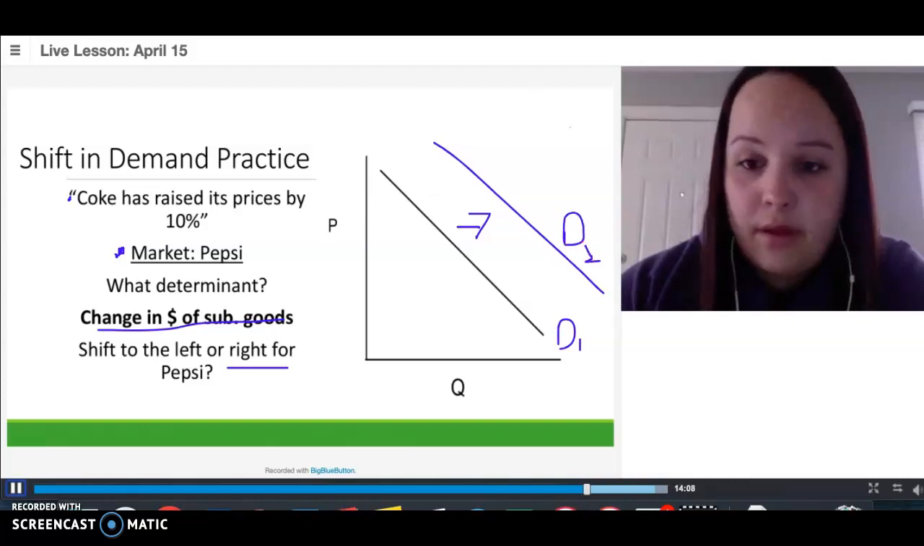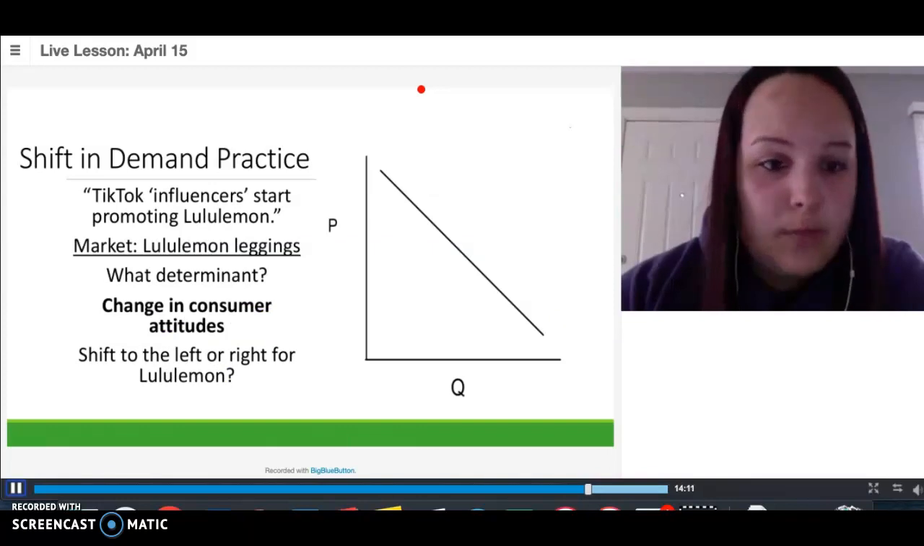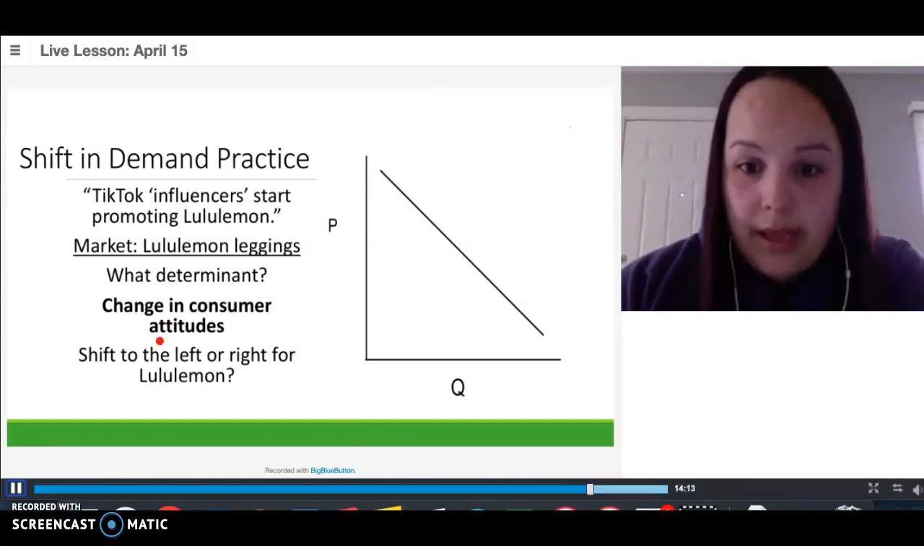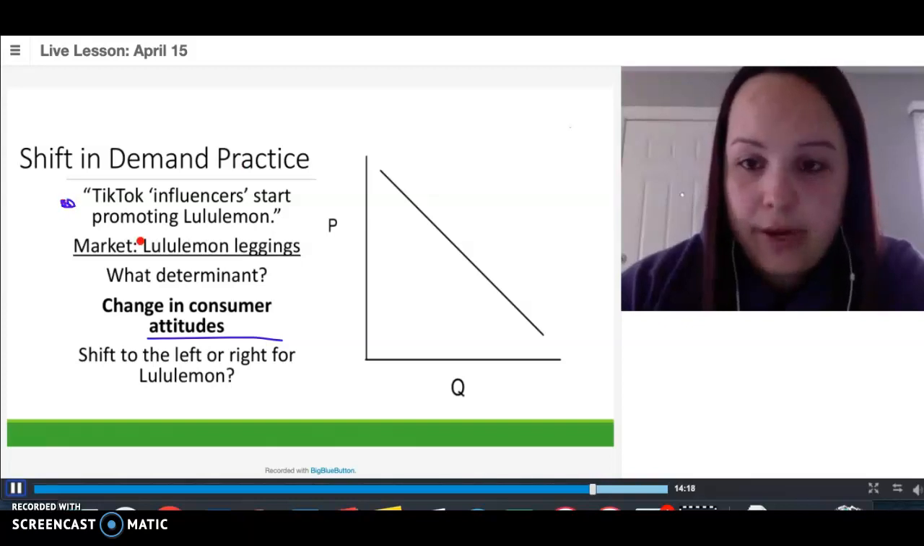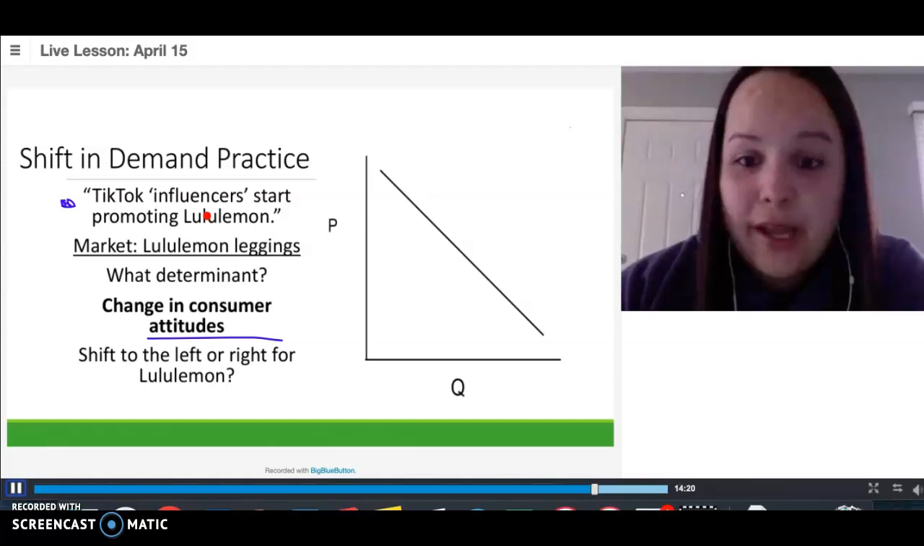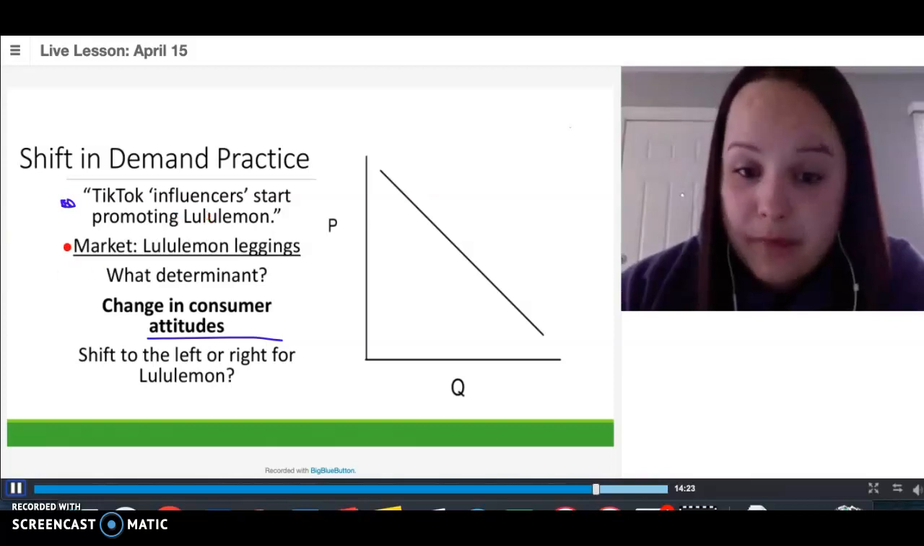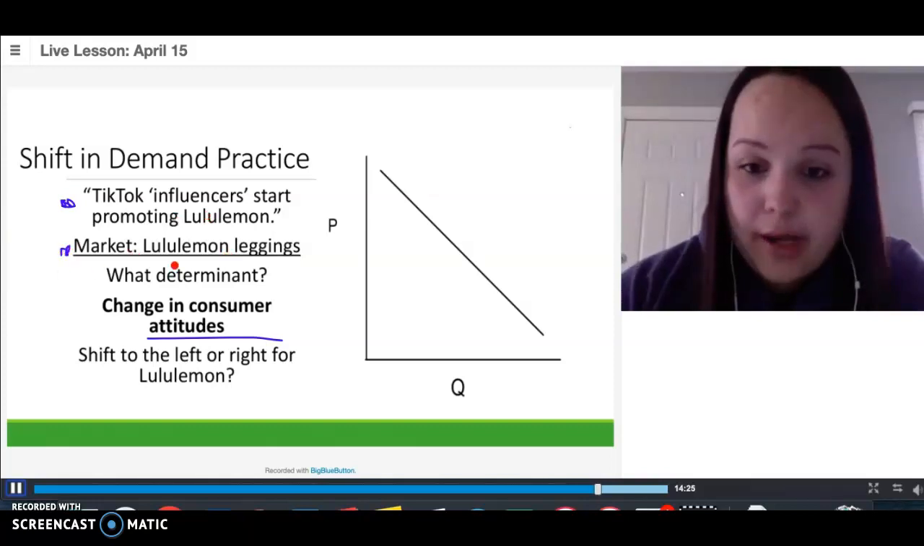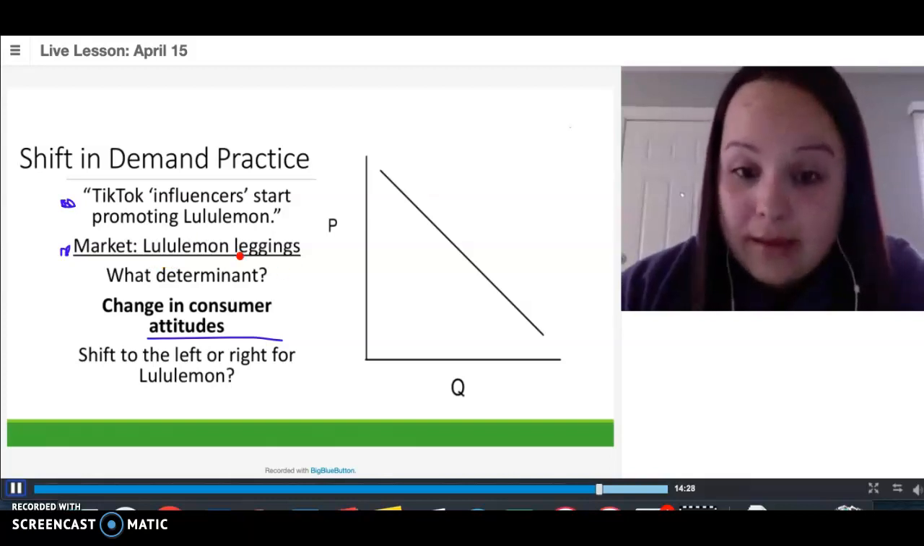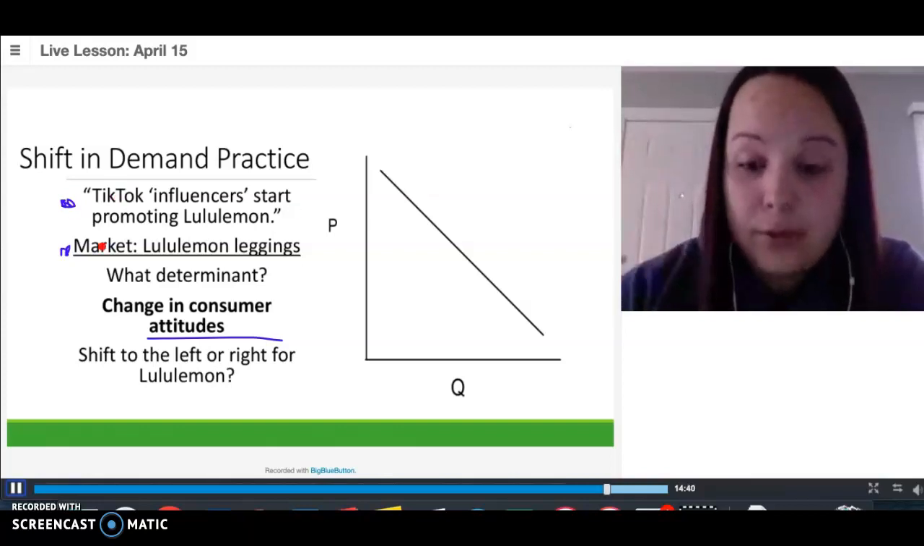And then just one more practice here. Looking at change in consumer attitude. So let's say TikTok quote unquote influencers start promoting the products of Lululemon. The market that we're focusing on then, the product would be Lululemon leggings. Now it's pretty fair to say that a lot of people use TikTok at the moment. It's pretty trendy. So if a lot of people are on TikTok and they see all these TikTok influencers start to promote Lululemon, then these leggings are going to have a higher demand.